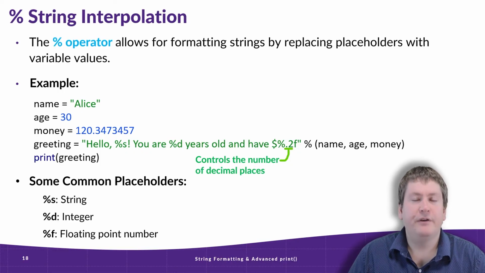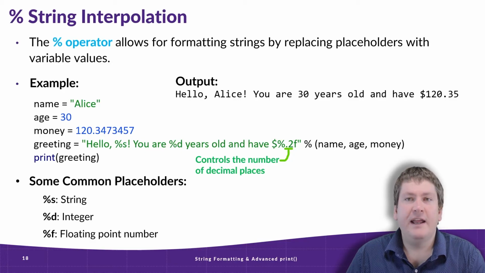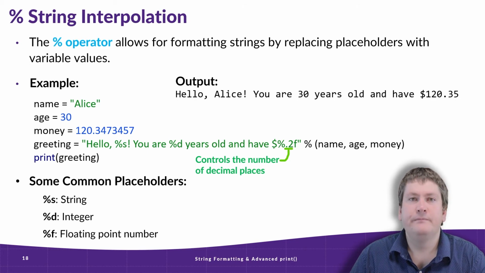So what does this output? Well, it outputs, hello Alice, you are 30 years old and have $120.35. And this is done just by inserting those variables like we just saw. So we're not going to go too in depth into string interpolation using the modulo operator, because this is more of an outdated way of doing it, and it has less readability and is less convenient.